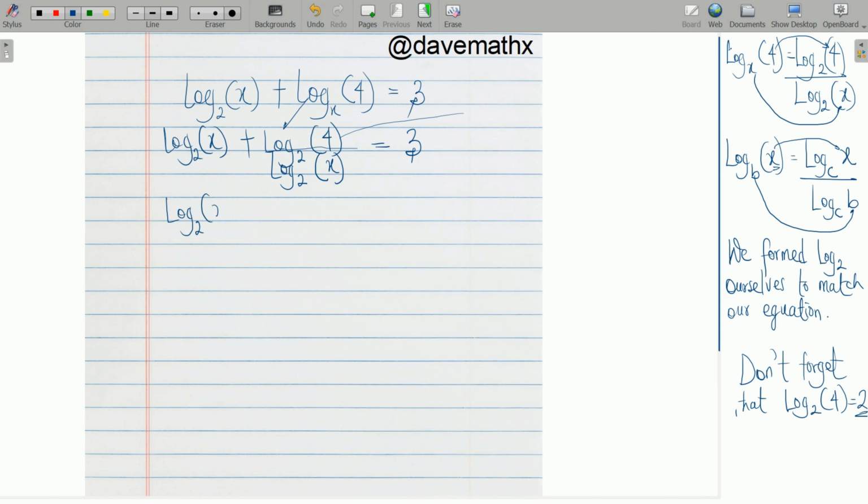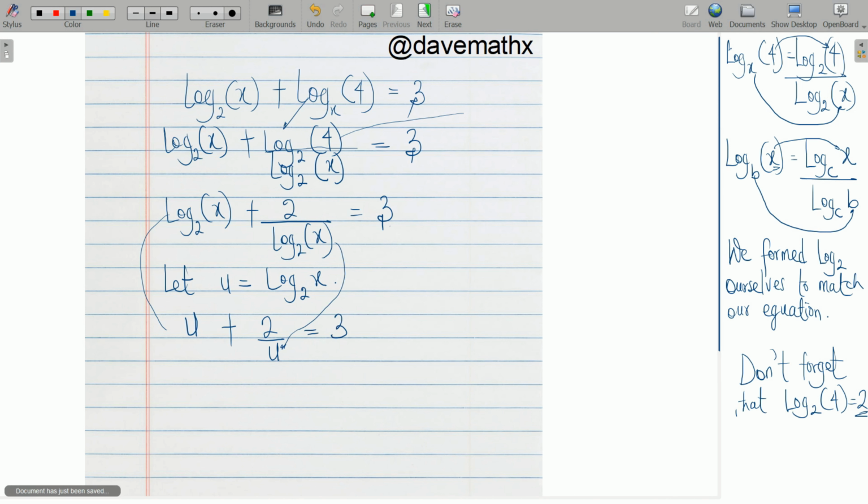Next we have log x base 2 plus 2 over log x base 2 equals 3. Now we substitute every log x base 2 with u. So we can write u plus 2 divided by u all equals 3.